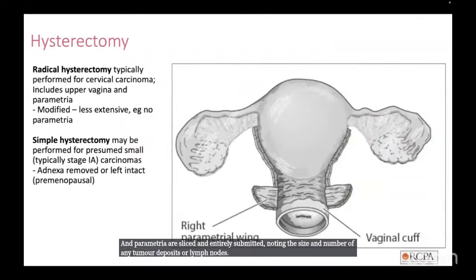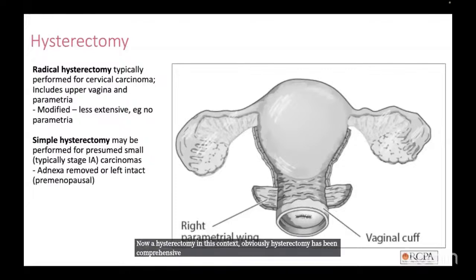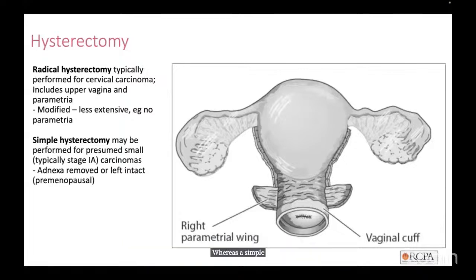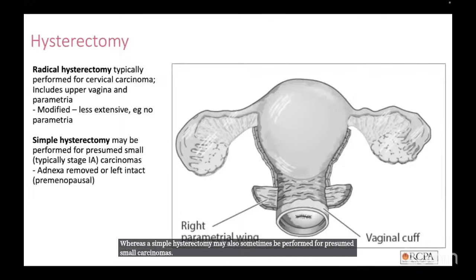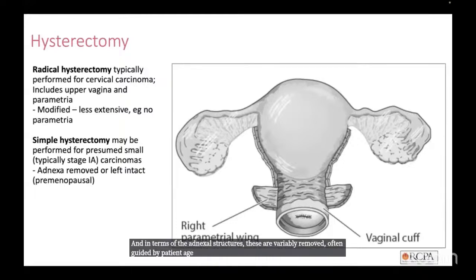Now, a hysterectomy in this context, obviously hysterectomy has been comprehensively discussed. I'll try and avoid any repetition and just concentrate on the setting of cervical pathology. So we see radical hysterectomies typically for cervical cancers, and this obviously includes the upper vagina and surgically dissected parametrial tissues, whereas a simple hysterectomy may also sometimes be performed for presumed small carcinomas. And in terms of the adnexal structures, these are variably removed, often guided by patient age and menopausal status.